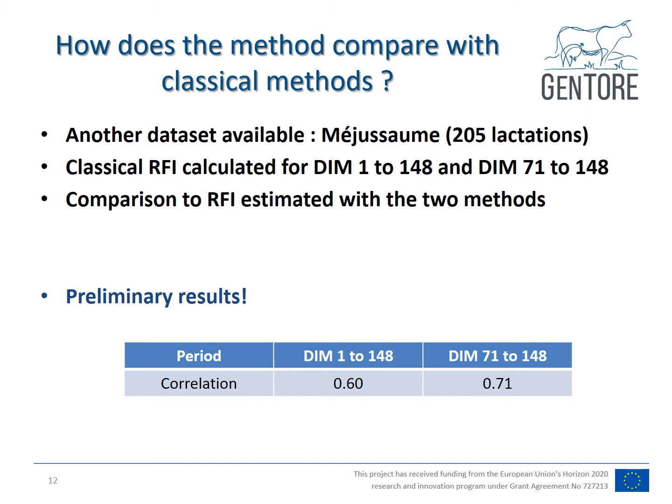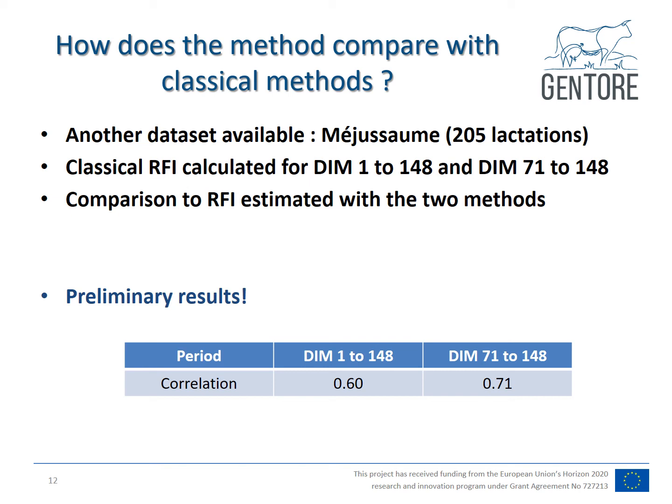Now that we get a dynamic RFI, we can ask how our method compares with classical methods. To answer this question, we got data from another farm, the Mesusome experimental farm from France, where 205 lactations were available.